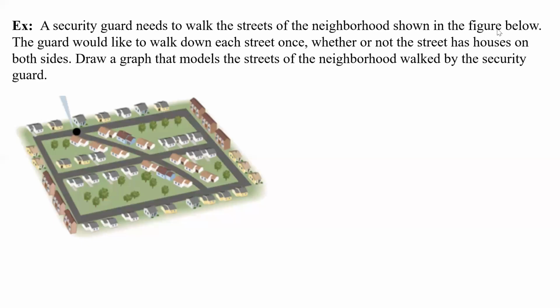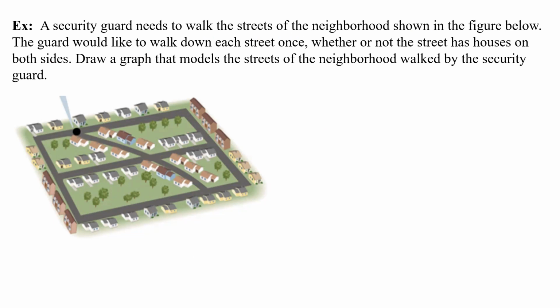All right, so here we have a security guard who needs to walk the streets of the neighborhood shown in the figure below. So we have this map of our town here. Now, they would like to walk down each street once, whether or not the street has houses on both sides. As we notice, some of these streets have houses just on one part over here, but not on this side. Some of them have houses on one side, but not the other side. And so we just want to go down once if possible.